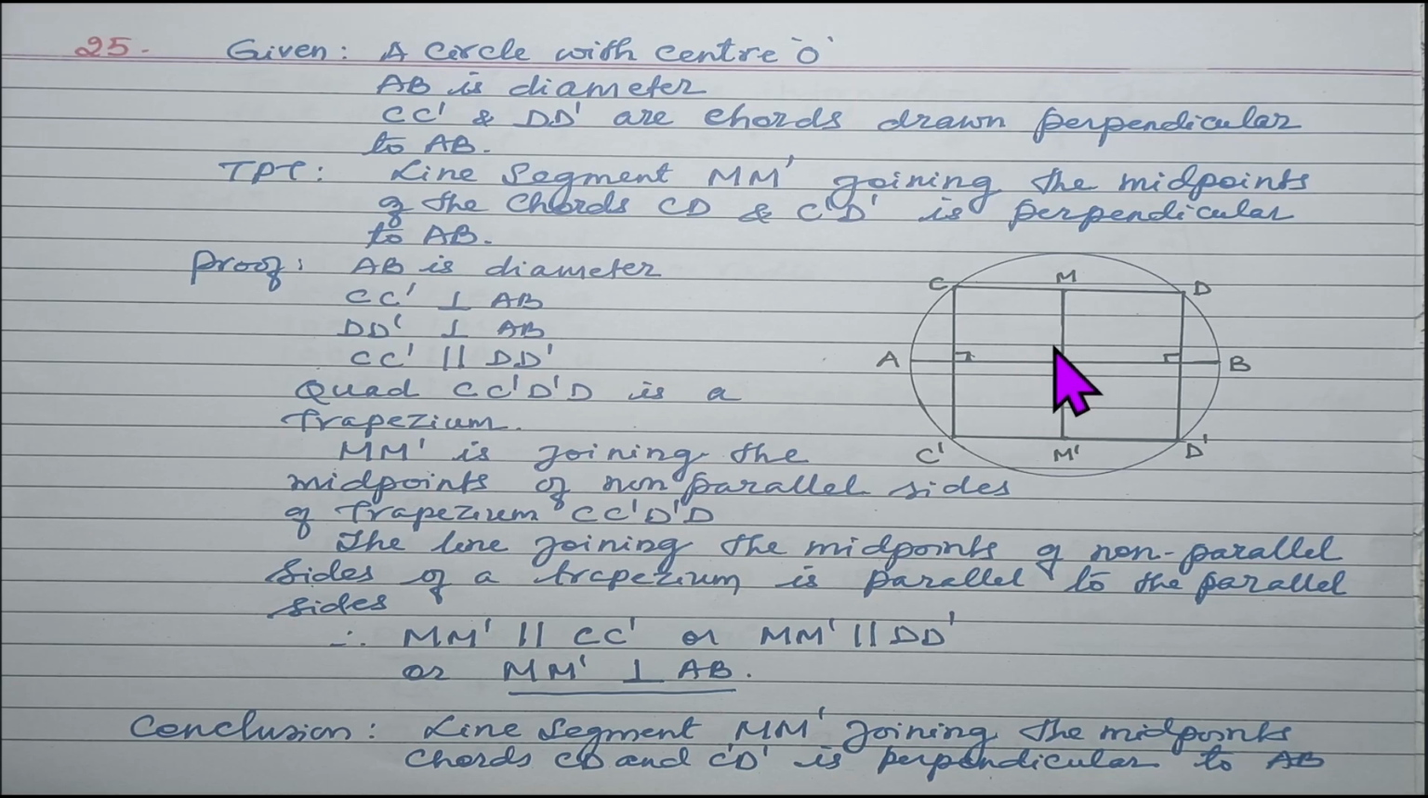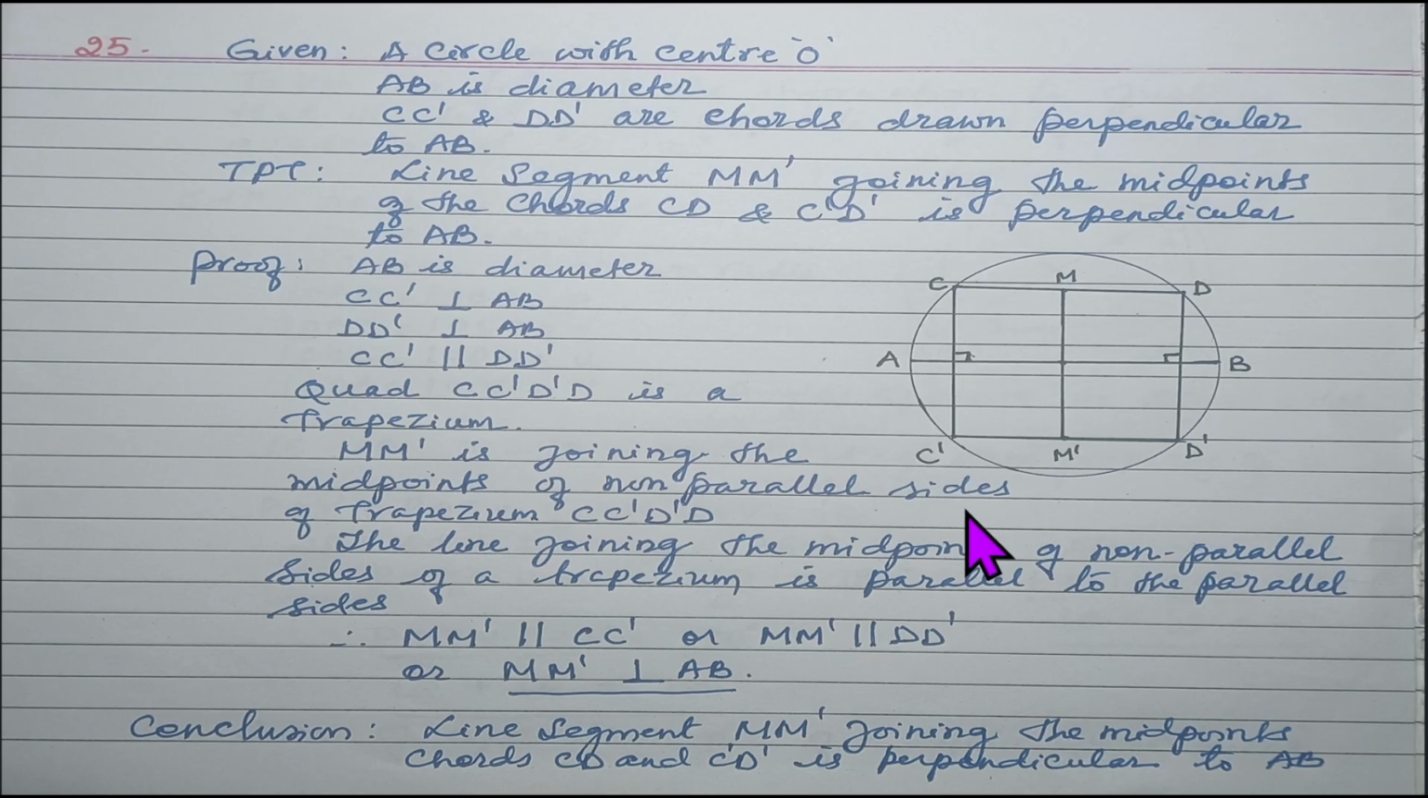I have not marked O here, please mark it. So we are given a circle with center O. AB is the diameter, AB is the diameter passing through the center O. CC dash and DD dash are chords. Definitely they are chords, and they are drawn perpendicular to the diameter.